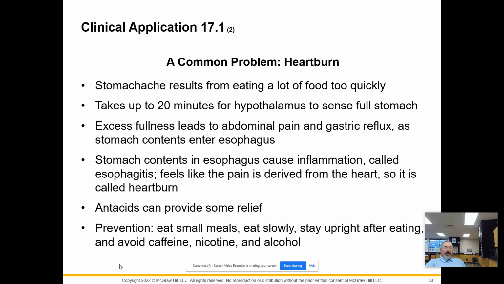After eating, stay upright, so digestion can work. And as a good rule of thumb, just with anything, avoid caffeine, avoid nicotine, avoid alcohol. Even though those things make you feel good in other ways, they are problematic for most of your body.